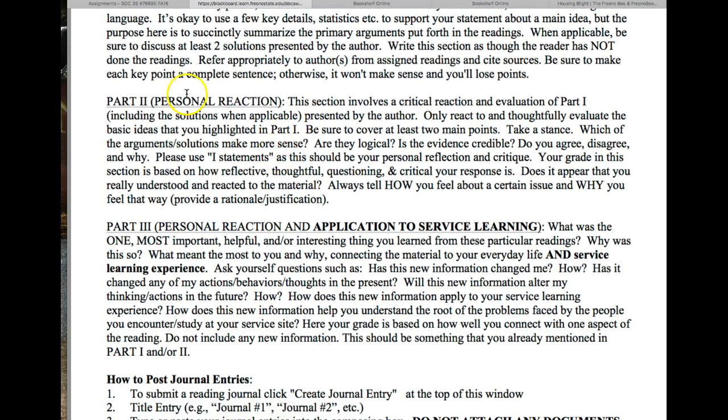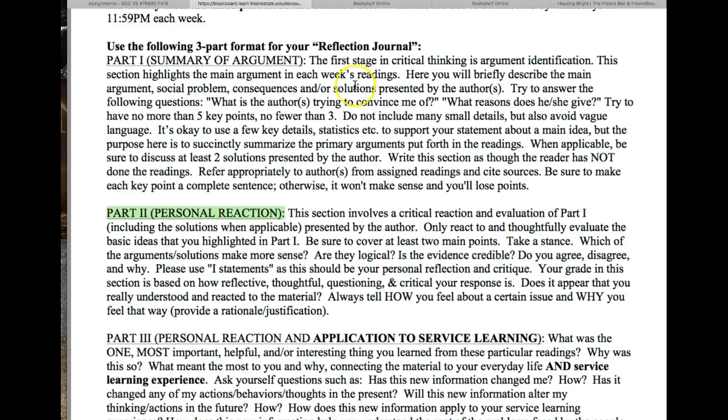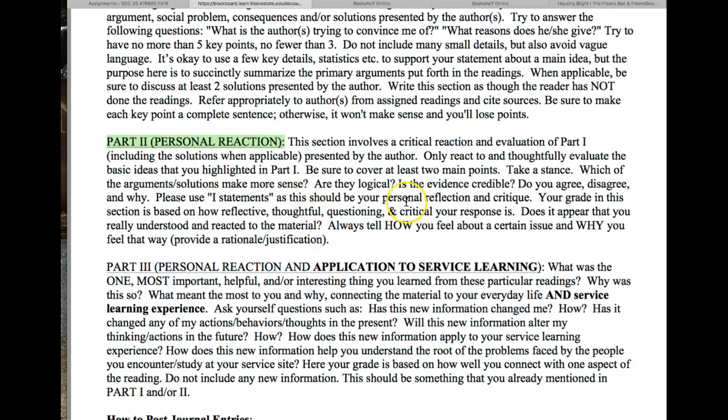In part 2, this is where you're going to react. So again, you're going to type up part 2, personal reaction, and you are going to be responding to what you presented in part 1. So there's lots of other stuff in Crone's book. There's lots of other stuff in the housing article. But if you didn't present it as an argument and provide some reasons here, then it should not be talked about in part 2. So you're reacting to at least 2 points that you presented in this first part. You are taking a stance. Do you agree? Do you disagree?